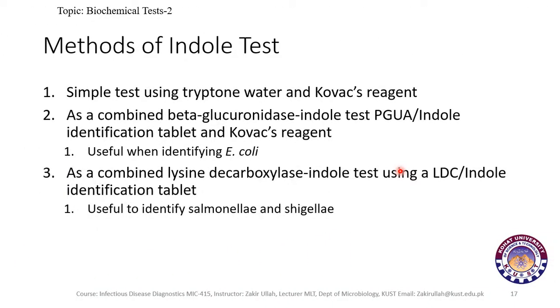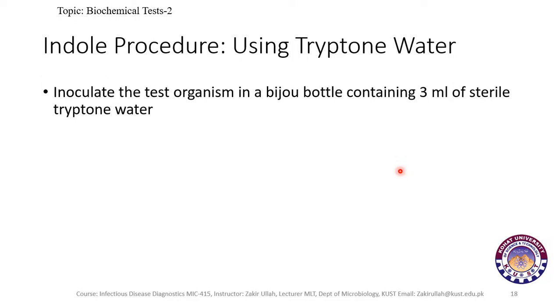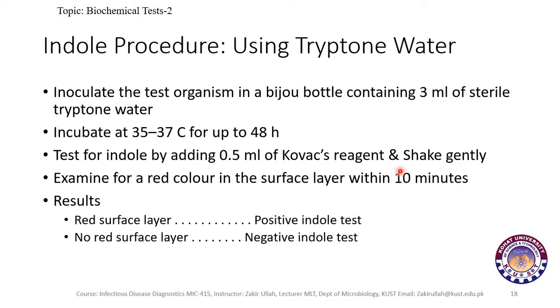So the first can be used as tryptone water with Kovac's reagent, then the beta glucuronidase indole test tablet, and the third is the lysine decarboxylase indole tablets. So the three methods are discussed here for performing this test. This is the procedure of the indole test. This is the result of the indole.